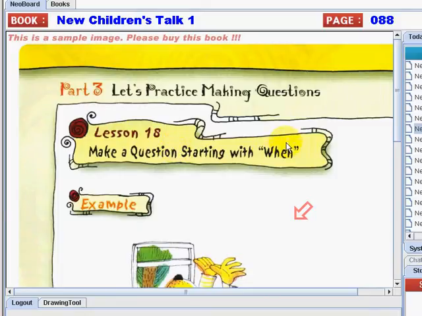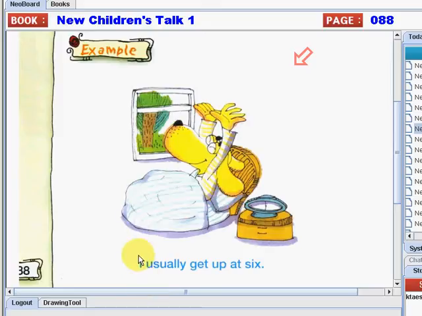If we can still remember, we have previously discussed the WH questions, including when. So for you to practice your ability in making WH questions, we are going to answer some activities. We have here an example. So this is the example response. I usually get up at 6. What question can you think of that is related to this response?